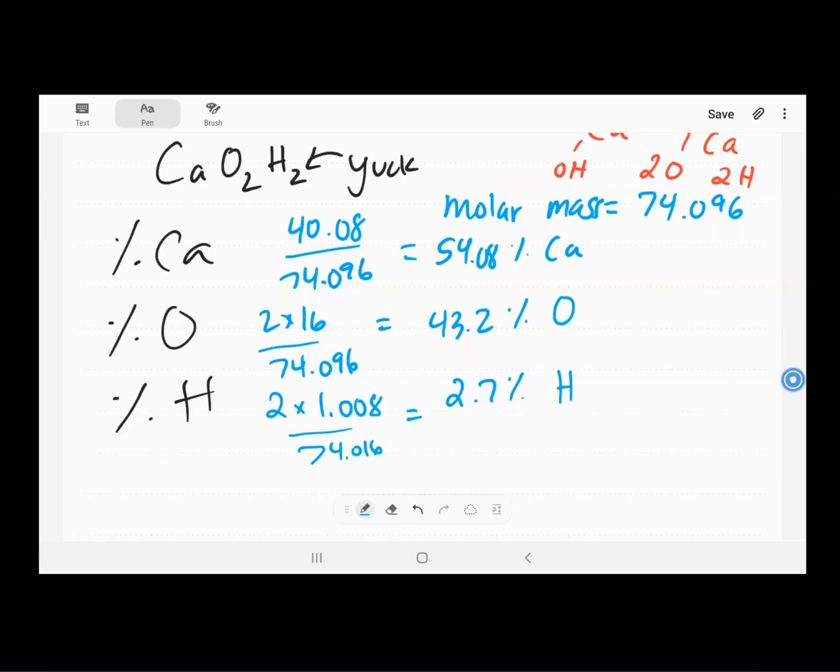Wait, so all we have to do is multiply by 100. I'm sorry, I forgot to write that out. Since these are percents, we're going to multiply them by 100. Okay.